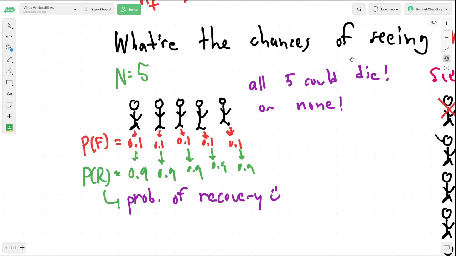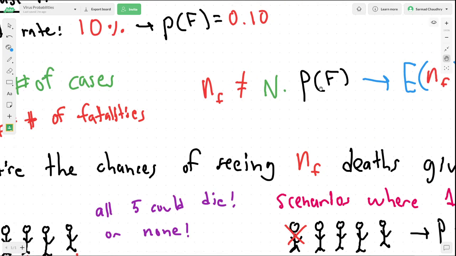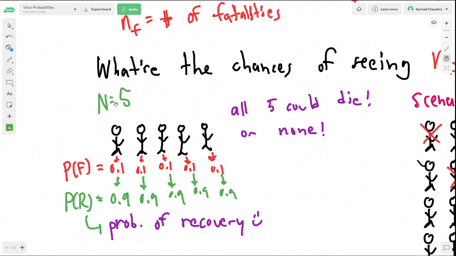If you did the expected approach right here, this is just N times P of F. Well, N is 5 and P of F is 0.1. If you just multiply those together, you get 0.5. So it's expected that half of a person will die out of these 5 people from this virus. Obviously, that's not a realistic thing. That can't happen, right? In our scenario, we can either die or we can't die. We're not going to have half a person die.